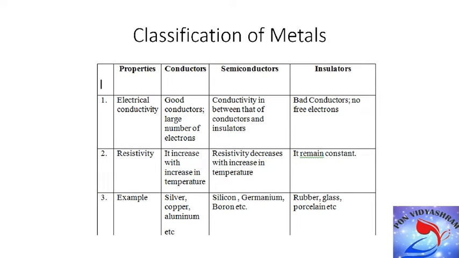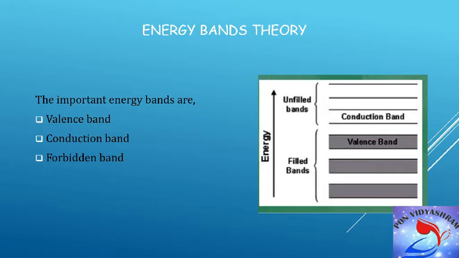Then if you see the resistivity, in conductors, as the temperature increases, the resistivity increases, and in case of insulators it remains constant. But in case of semiconductors, the conductivity lies between conductors and insulators, and resistivity is inversely proportional to temperature. This is the basic classification of metals, but here we're going to learn in detail based upon the energy band.